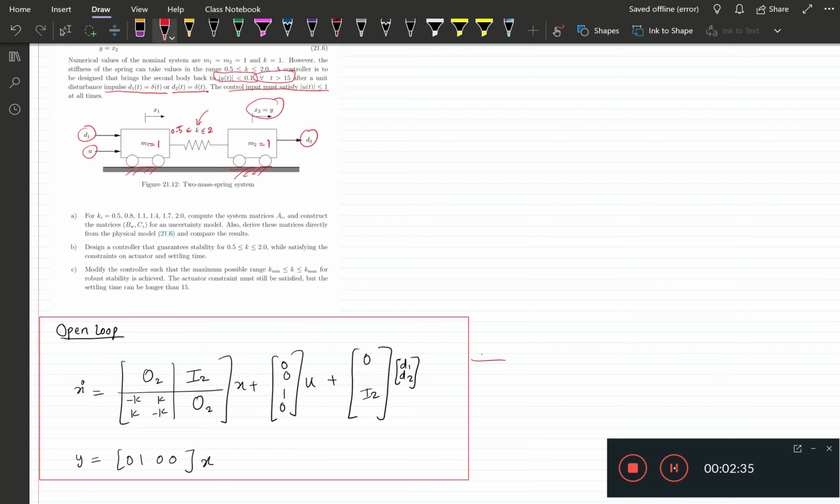Here you see again the open loop plant dynamics, where we have substituted the mass equal to 1. So you have an A matrix which is uncertain because of the K, whereas the B matrices, the input matrices, are fixed along with C.